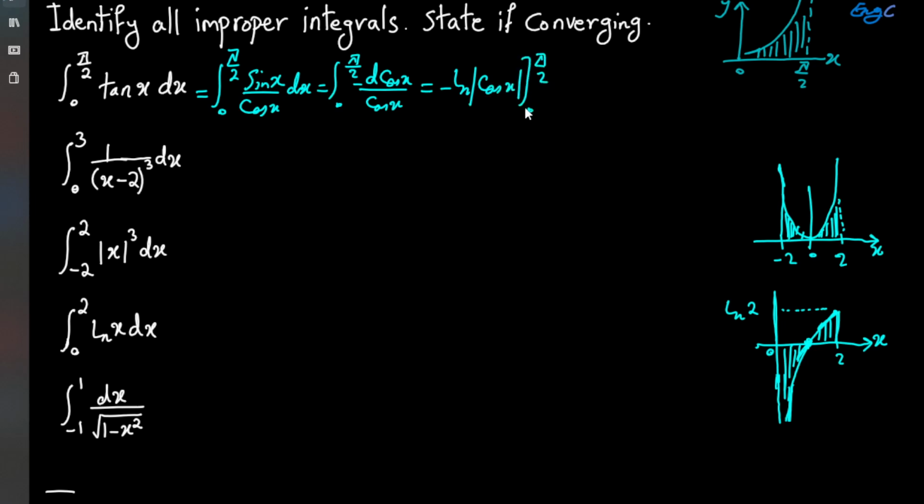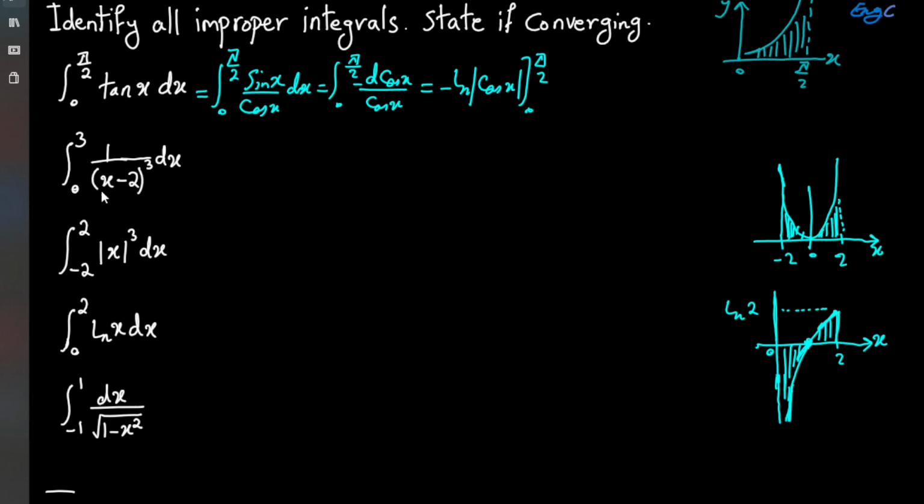Now, cosine 0 is okay, is 1, and then ln of 1 is 0. The problem is with the cosine of pi over 2, which is 0, but then ln of 0 is undefined. So therefore, this function is undefined for the upper limit. So this integral is improper, at the same time is diverging, not converging, and it's sort of indicating that the area under this curve, which is the result of this integral, is not finite.